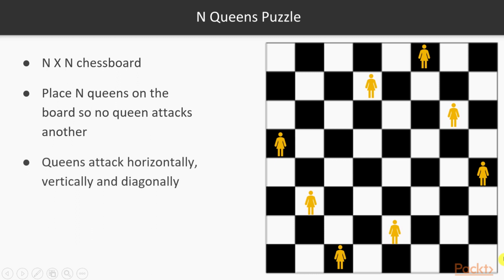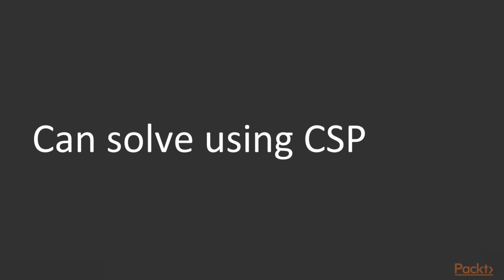Note that queens attack each other horizontally, vertically, and diagonally. So no 2 queens should be in the same row, column, or diagonal. We can solve this puzzle using constraint satisfaction problem search, but we might have to check many combinations before we arrive at the solution, even if we use heuristics. Instead, we can use evolutionary search.